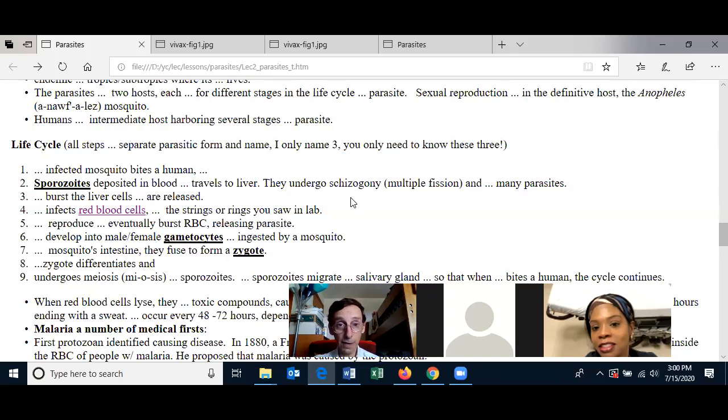And in the liver cell, there will be production of many parasites, meaning one will divide into 2, 2 will divide into 4, 4 into 8, 8 into 16, and then it depends on the species. Some of them at 16 will lyse the cell, but other species will divide once more into 32, and then they'll lyse the cell. And then these parasites will be released from the liver cell and re-enter circulation. And then the parasites will infect red blood cells.